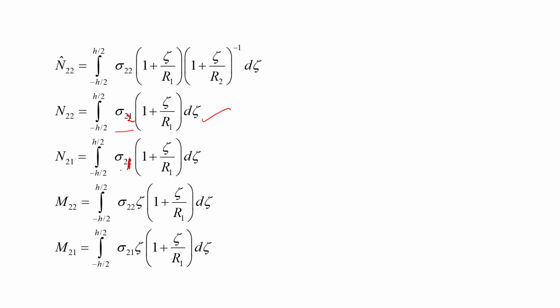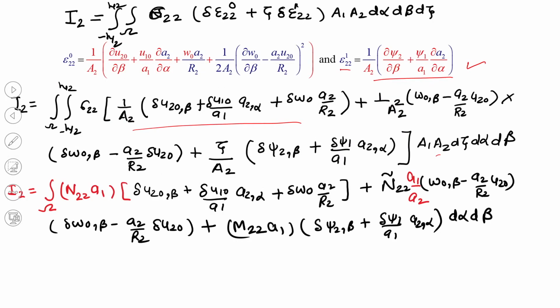Definition of N21 is sigma 21 times 1 plus zeta by R1. M22 is sigma 22 zeta times 1 plus zeta by R1. M21 is sigma 21 zeta times 1 plus zeta by R1. And due to the nonlinearity we have to define a new variable which is N hat 2. So, if we use these things, it becomes N22 A1 and the nonlinear term N hat 22 A1 by A2 and the couple term M22 A1.